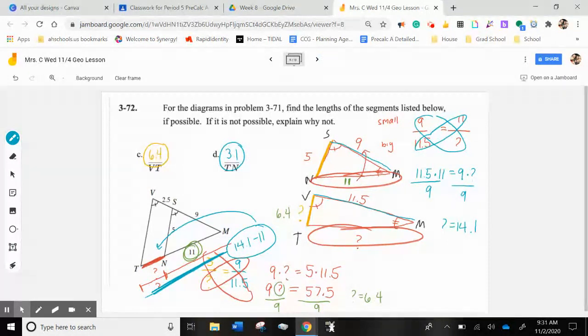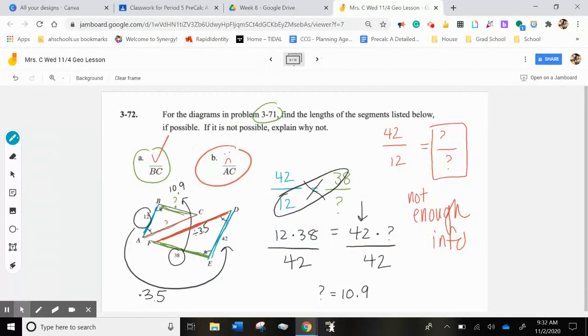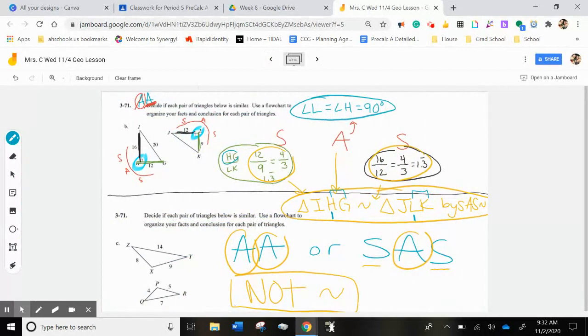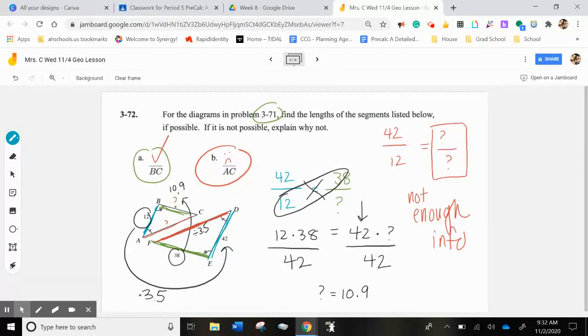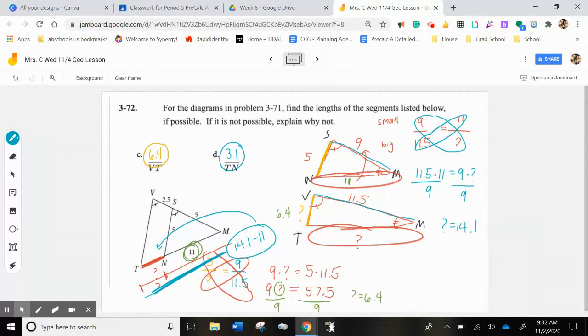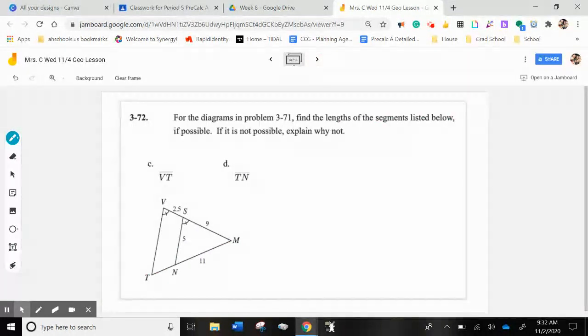Okay, so the lesson is done. You had your first half of are they similar, are they not? And then those same pictures we used to find some missing lengths. Just notice on the shape that we found first that was not similar, we didn't go back and find anything because they're not similar. We can't do that. So that's why this came first. If they're similar, then we can go through and find those missing lengths.